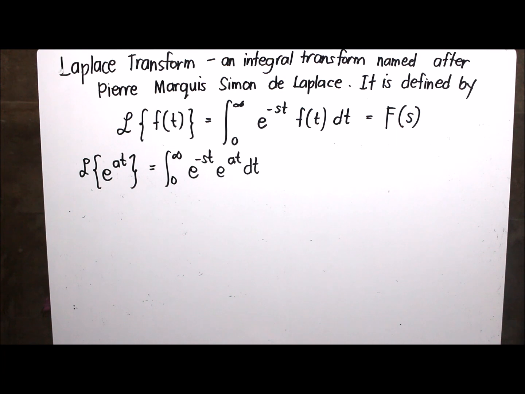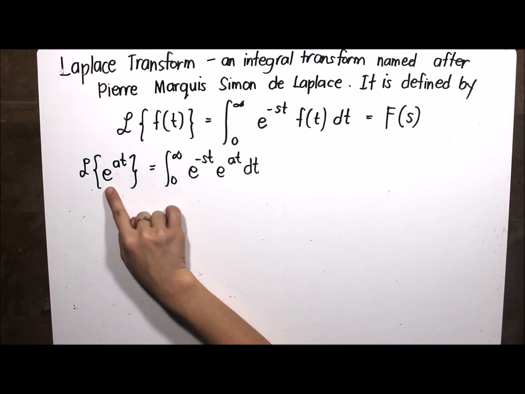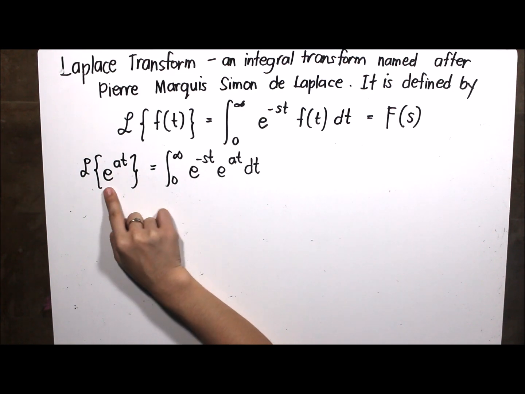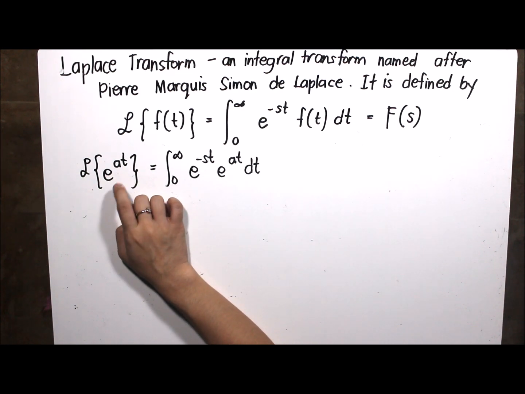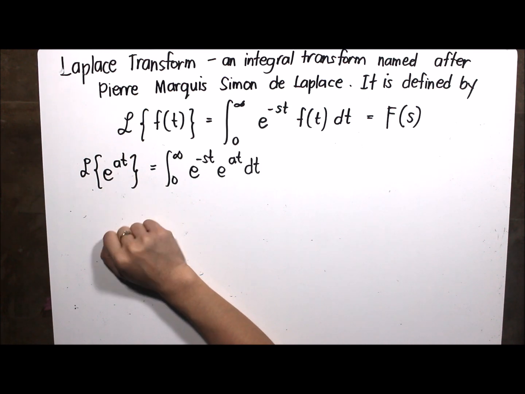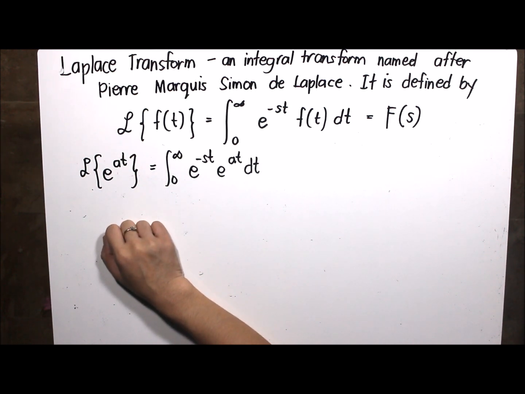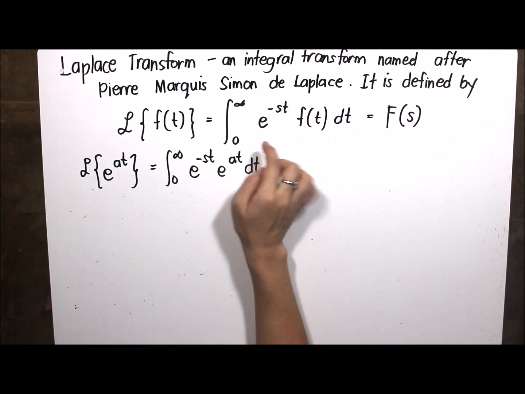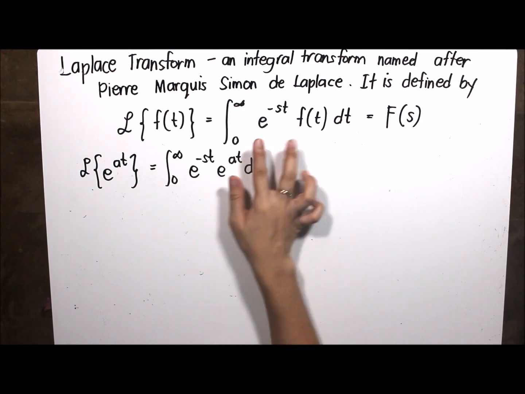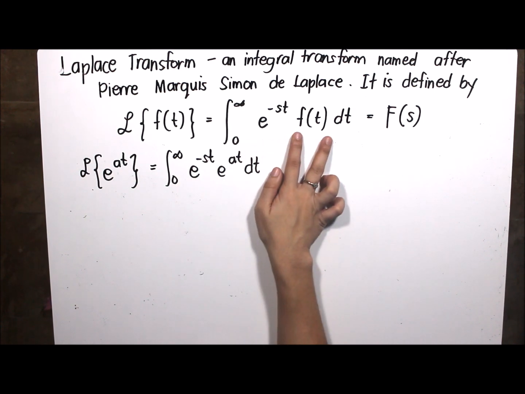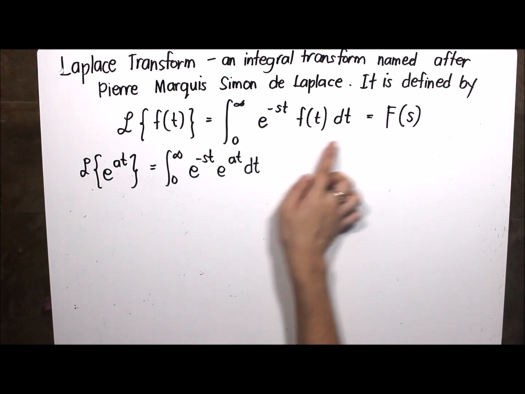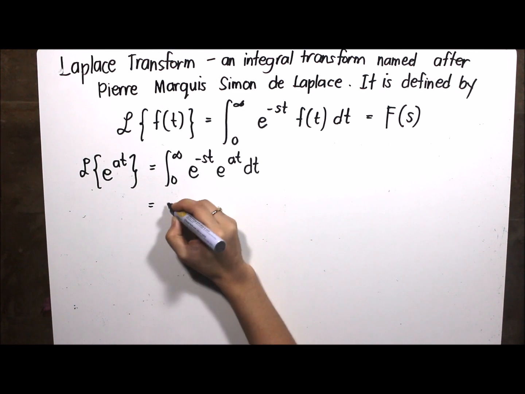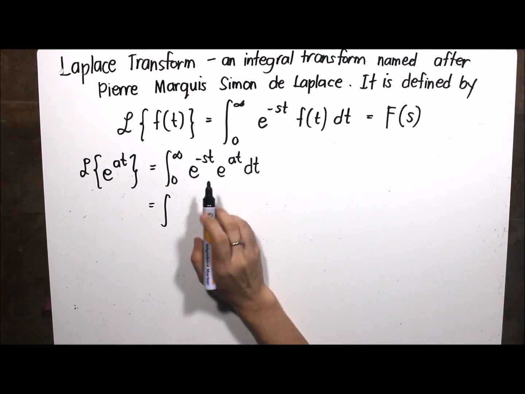So, kung ang isosolve naman nating Laplace transform ay exponential function e raised to a constant a times t. So, pwede siyang e raised to 2t, e raised to 4t, e raised to negative 5t. To be able to solve for the Laplace transform of e raised to at, we will apply the same formula. So that would be integral from 0 to infinity of e raised to negative st times our function of time, which is e raised to at dt. Okay. Applying laws on exponents kasi same base ito.